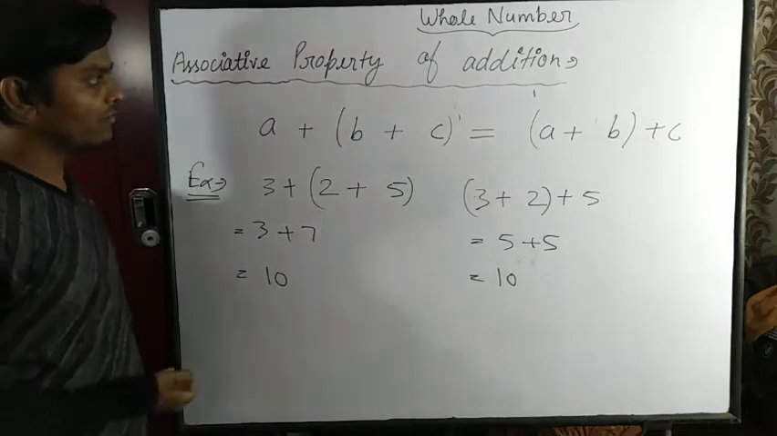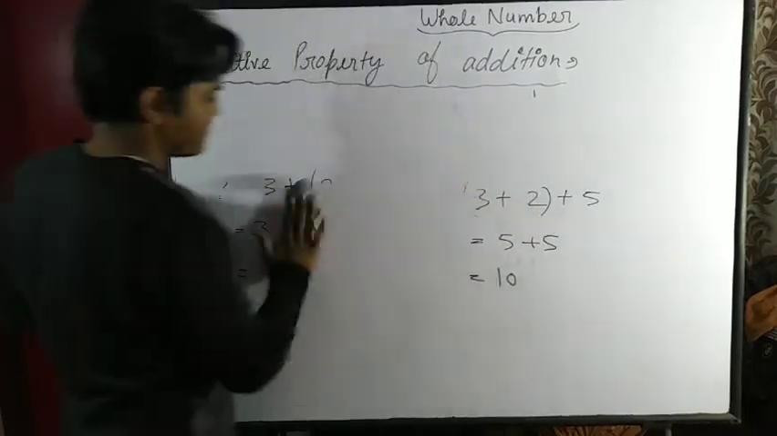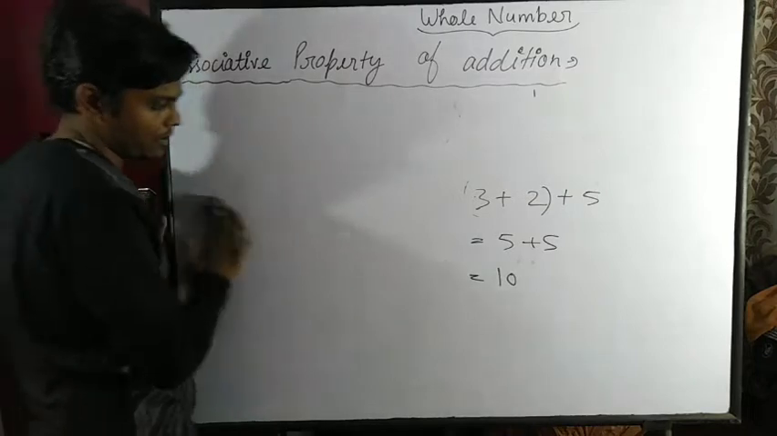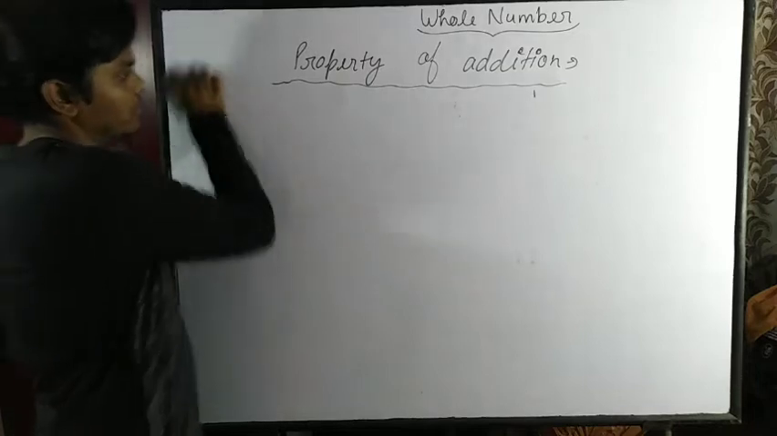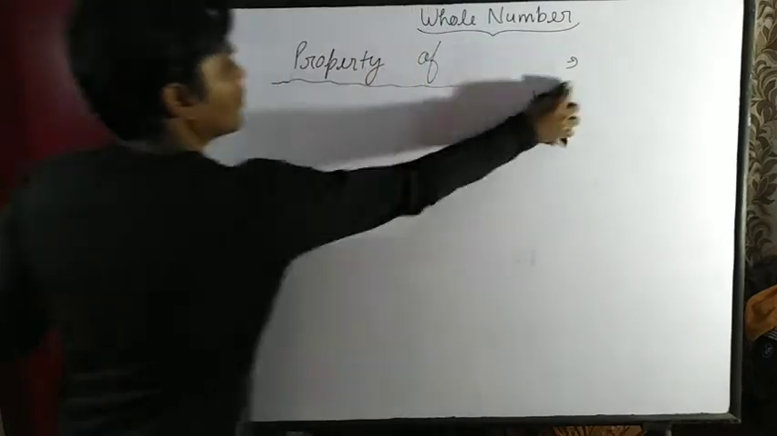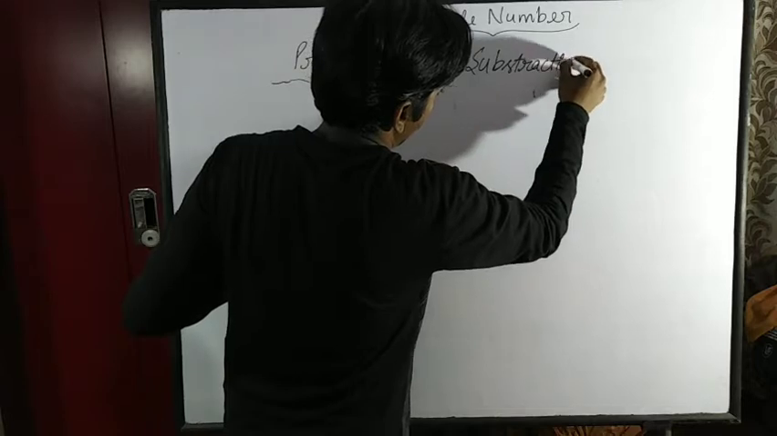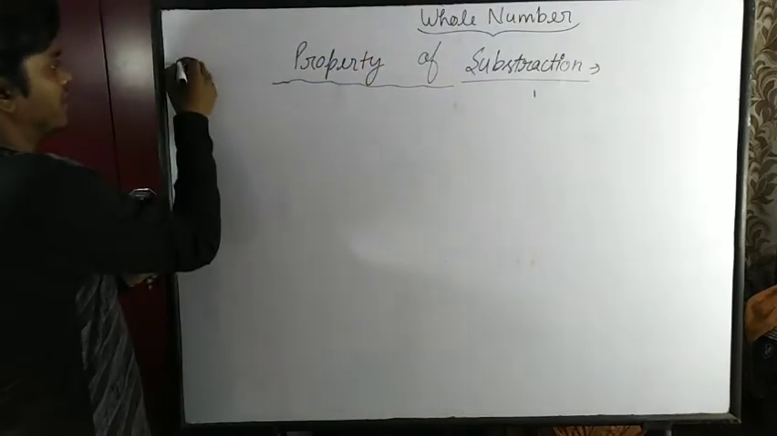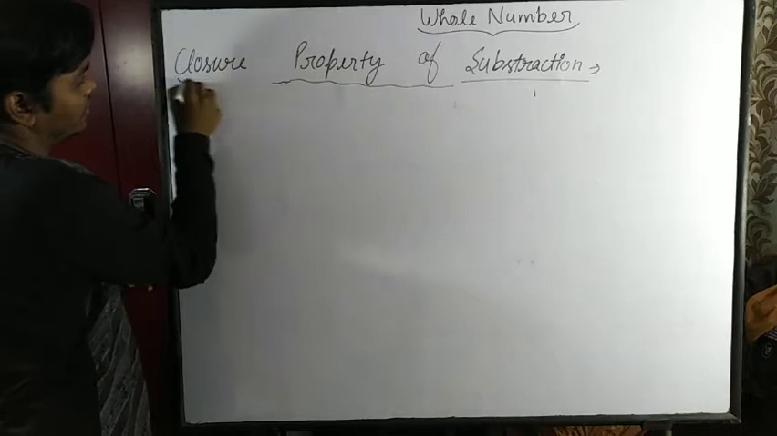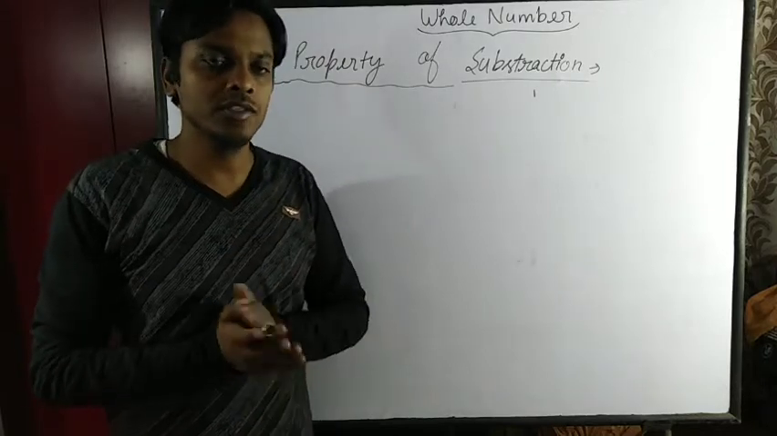Now, in the same way, we will see the properties of subtraction. We just change some words here. Properties of subtraction, and here is the closure property of subtraction. In the same way, the first is the closure property, the second is commutative, and the third is associative.